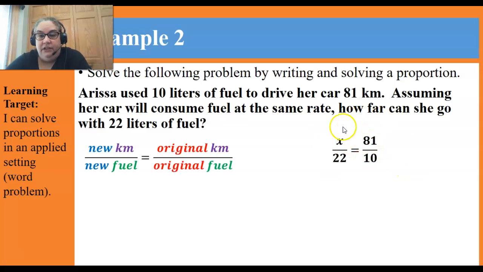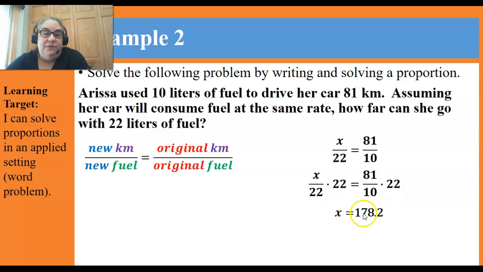So I particularly like this setup better because now I'm really looking at kind of like a one-step equation. What am I doing to the x? I'm dividing by 22. How do we undo divide by 22? Well, I'm going to multiply by 22, and what you do to the left, you're going to do to the right. And here, again, I'm going to use a calculator, or I'm going to use my strategies for how to multiply a fraction times a whole number. And we're going to get that x equals 178.2.